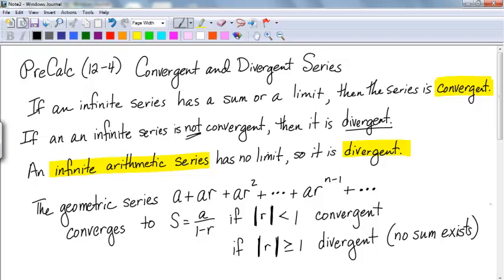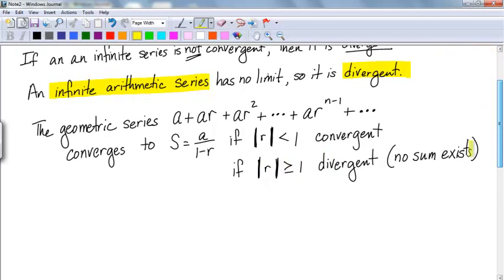So far, you're going to check on your series, is it arithmetic? If it's arithmetic, it's automatically divergent. If it's not arithmetic, then you check, is it geometric? If there's a common ratio, you have to look at if the absolute value of the ratio is less than 1, then it's convergent, and you can find the sum. If the absolute value of the ratio is greater than or equal to 1, there's no sum, and it's divergent. Okay, so let's look at an example.